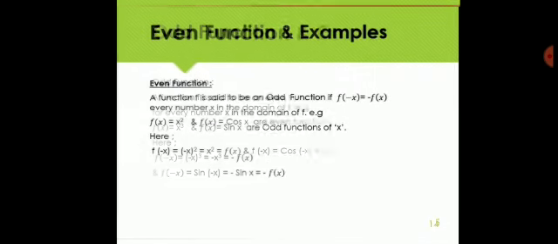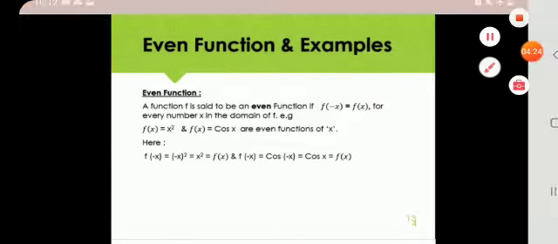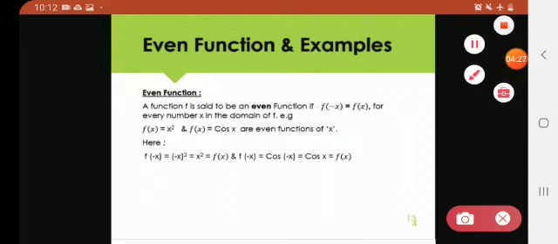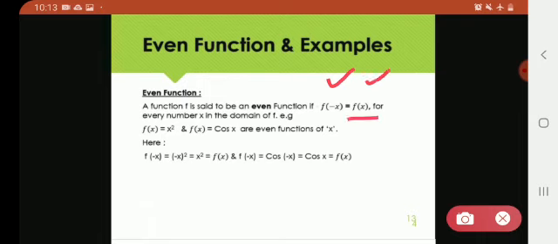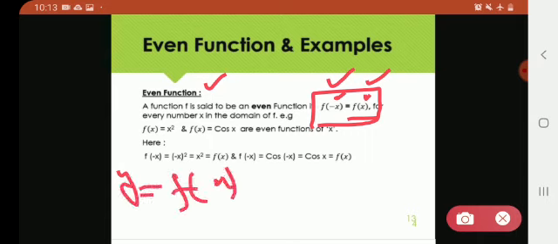Next topic is even functions and examples. For an even function, in f of x, if you replace this x with minus x but the function remains the same, then the function is called an even function. For example, previously we had the function y equals f of x equals x square plus 1, if you remember.